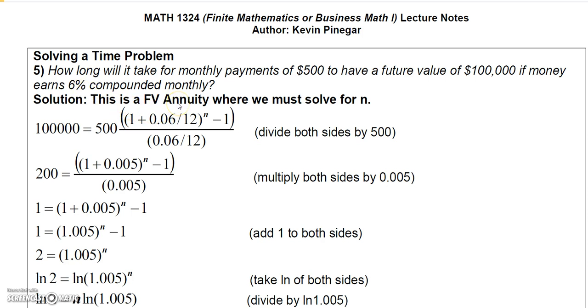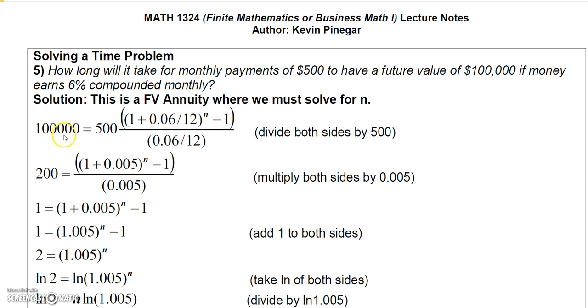Now, we know it is a future value annuity because of two things. Number one, we're making monthly payments, so it's an annuity, and these payments will increase our balance, so therefore it's a future value annuity. So go back and look at the future value annuity formula. Remember, it's future value equals payment times 1 plus i to the n minus 1 all over i.